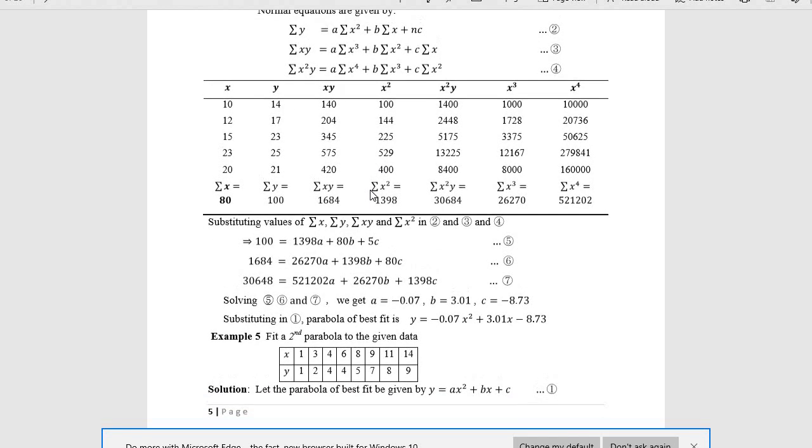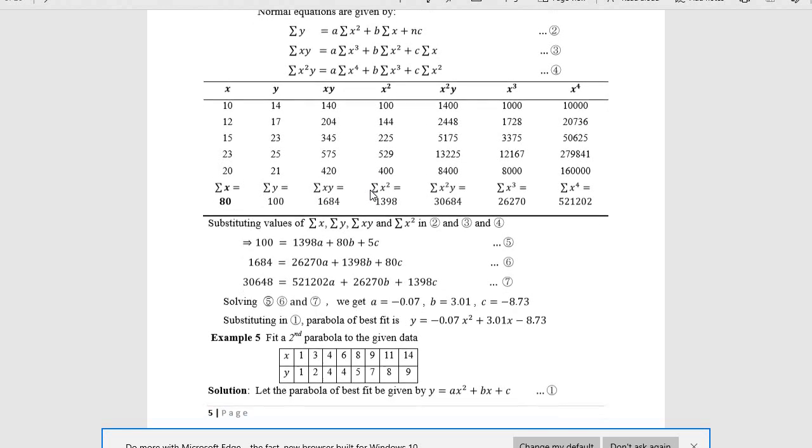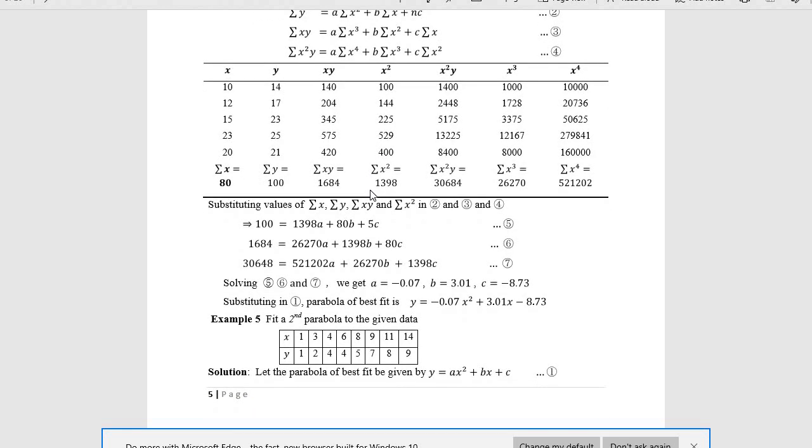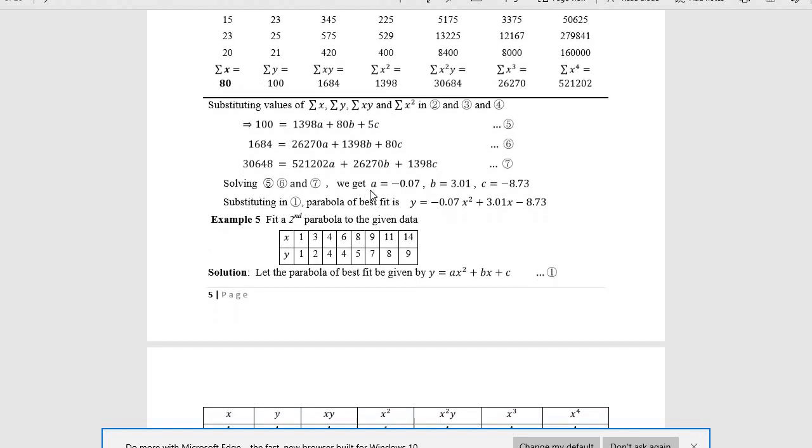Right now, a scientific calculator is available in the examination. You can take the scientific calculator, sum them, calculate them, get ABC values. 3 normal equations. 3 equations you will get in terms of ABC. In mathematics, that is scientific calculator, equations, 3 unknowns. Give the A values coefficient 1398, 80, 5, 100. Next, 26270, 1398, 80, 1684, 52120, 26270, 1398, and 30648. If you give the values, we will get XYZ values. But instead of XYZ, ABC are sitting. So copy those values, ABC values you will get.